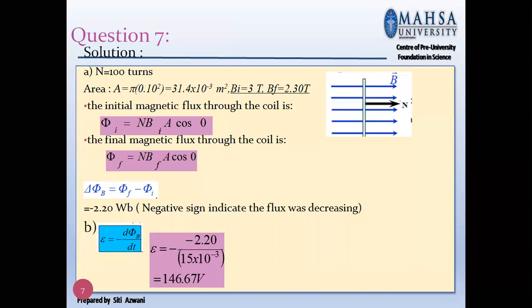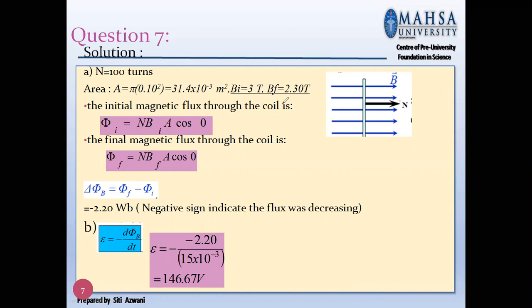Okay, let's do the answer here. For question 7, solution: number of turns, you have 100. Calculate the area of your circular coil, pi r square. And then you have a change of the magnetic field B, which means you have an initial and a final of your B. Calculate the initial magnetic flux through the coil.